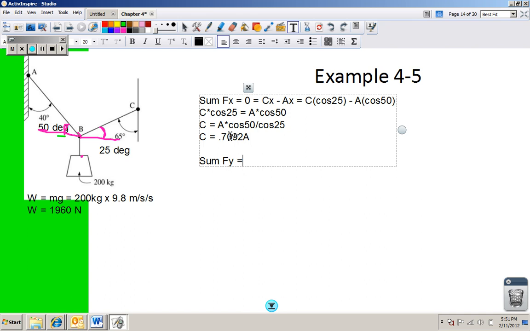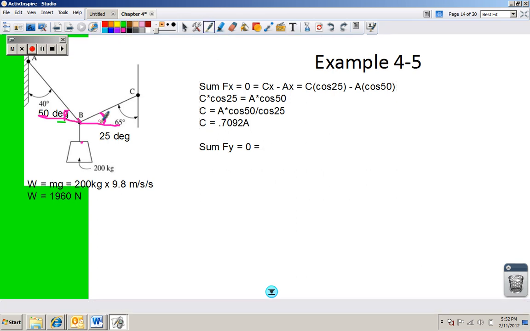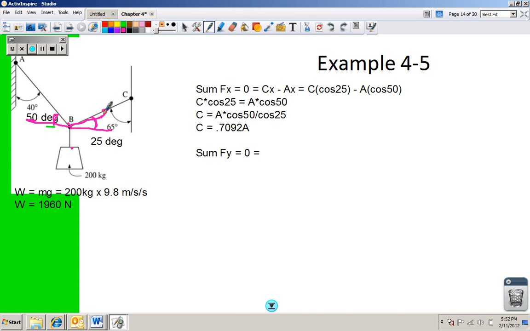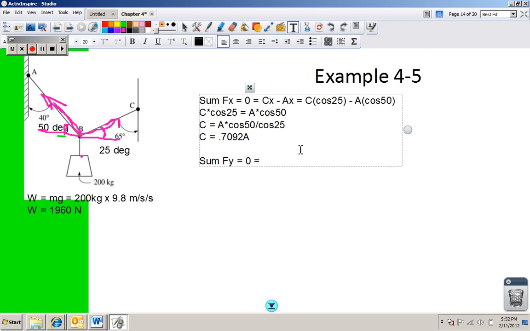That's also equal to 0 because we're at equilibrium. Okay, and there are 3 y components. All right, A and C are both positive. They're pulling up, right? Sorry, I should have drawn these in for you earlier. Okay. So both of them are pulling up and the mass is pulling down. So we have Cy plus Ay minus 1960.